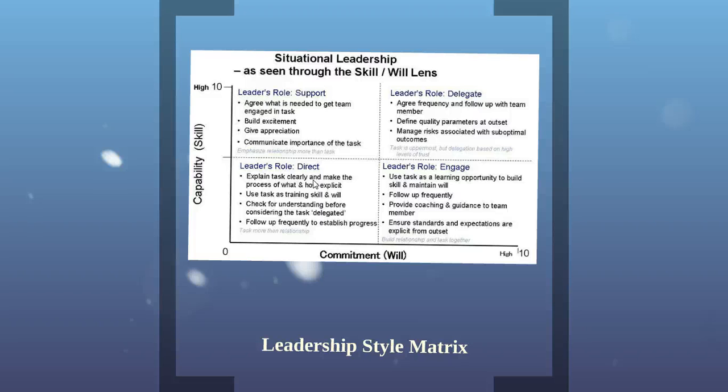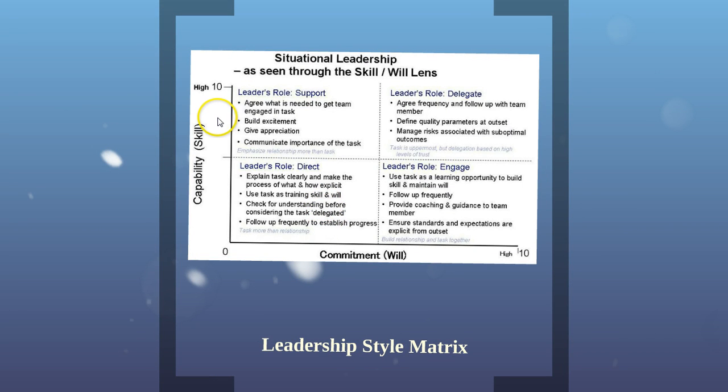In this particular instance, if you have someone with low skill, low will, a direct, more micromanaged approach is perfectly okay, because these people, one, don't have the skills to do the job. You have to train them. You have to show them. You have to be very explicit and detailed in your instructions on how to help them do their job. Also, the commitment from these individuals is very low, so you have to monitor their progress, check up on them very frequently, and make sure they're moving from one step to the other.